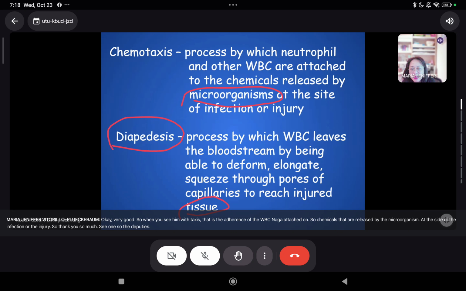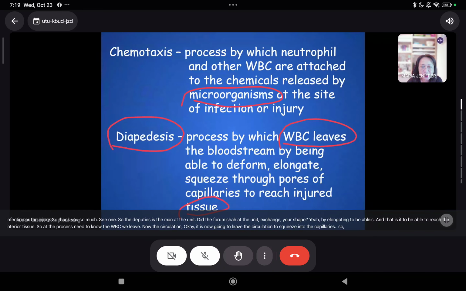As for diapedesis, this is where the cell deforms. It changes its shape by elongating so that it can squeeze through the pores in the capillaries, and that is to be able to reach the injured tissue. In this process, the WBC now leaves the circulation, squeezing through the capillaries. So, that is diapedesis.